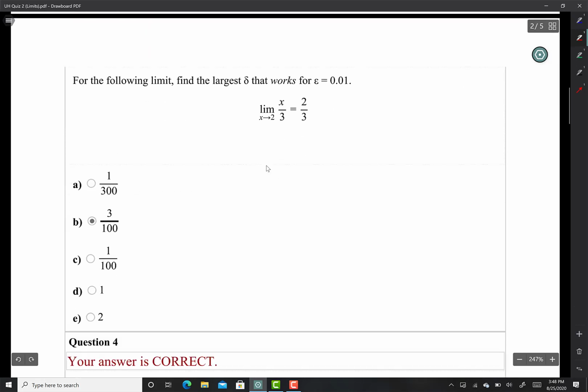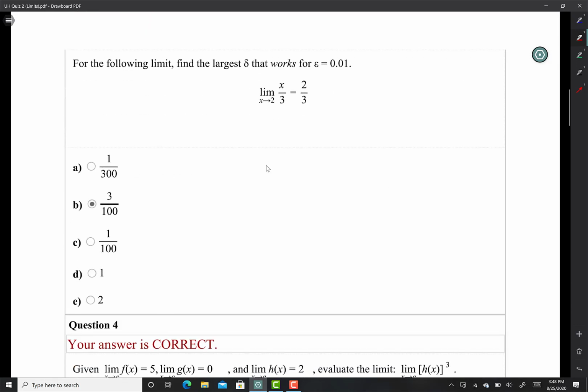All right, this is actually 1. This is not tested on AP, but it's a good question, guys, and it's the same one from the notes. I guess I could have switched it up if I wanted to, but let's just leave it. And all this really means, this is epsilon, this is delta, lowercase delta and lowercase epsilon. Like I said, epsilon is like error. So I want my error to be no larger than 0.01. Really all this means is how close must x be to 2 so that x over 3 is within 0.01 of 2/3. That's all it means.